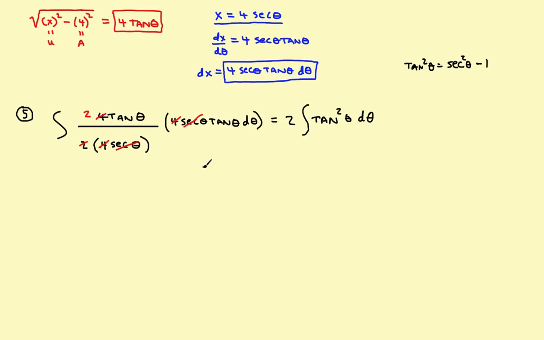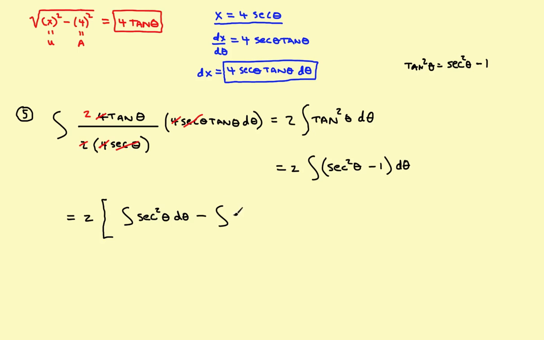So let's get things down here just a little bit. This will become 2 times the integral of the secant squared of theta minus 1 d theta. Now to find the antiderivative of this, you really have to split it up into 2 parts. So we'll split it up into 2 separate integrals. We'll make it be the integral of the secant squared minus the integral of 1 d theta. So again, split it from a single integral into 2 separate integrals.